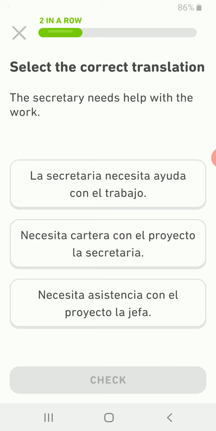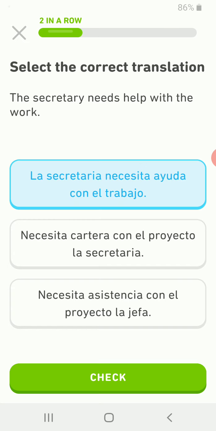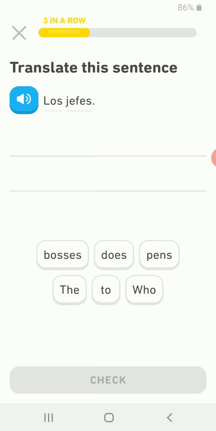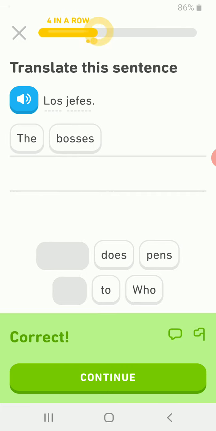Select the correct translation. The secretary needs help with the work. La secretaria necesita ayuda con el trabajo. So the work is trabajo, and this is it. Jefa, la jefa is the boss, once again. Los jefes. You see that the jefa, jefes. So this is a plural, but it seems that this is masculine. Jefes. Yeah, it's a masculine article, los. Okay, so how will you say this? It's the bosses.